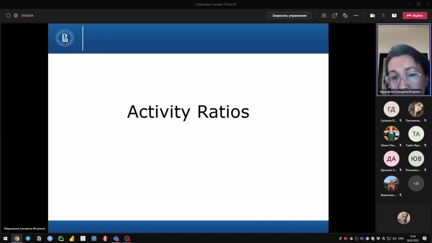Then let me tell you somewhat about the activity ratios, and we will practice a little bit. We will try to calculate some of these ratios in order to practice. We will use again the financial reports of our company that we used before. Activity ratios are connected with the previous ratios that can characterize our operating cycle.